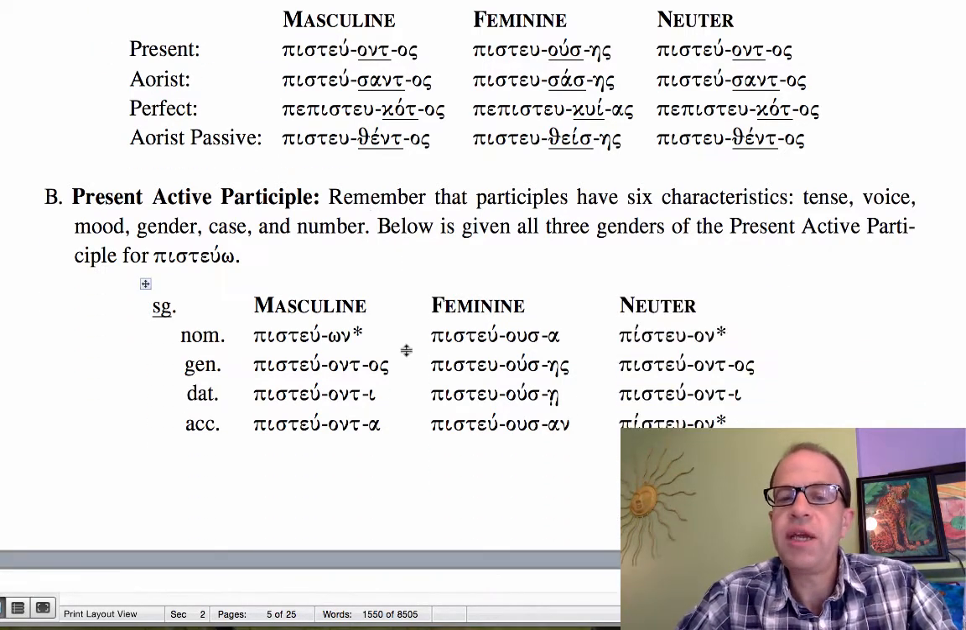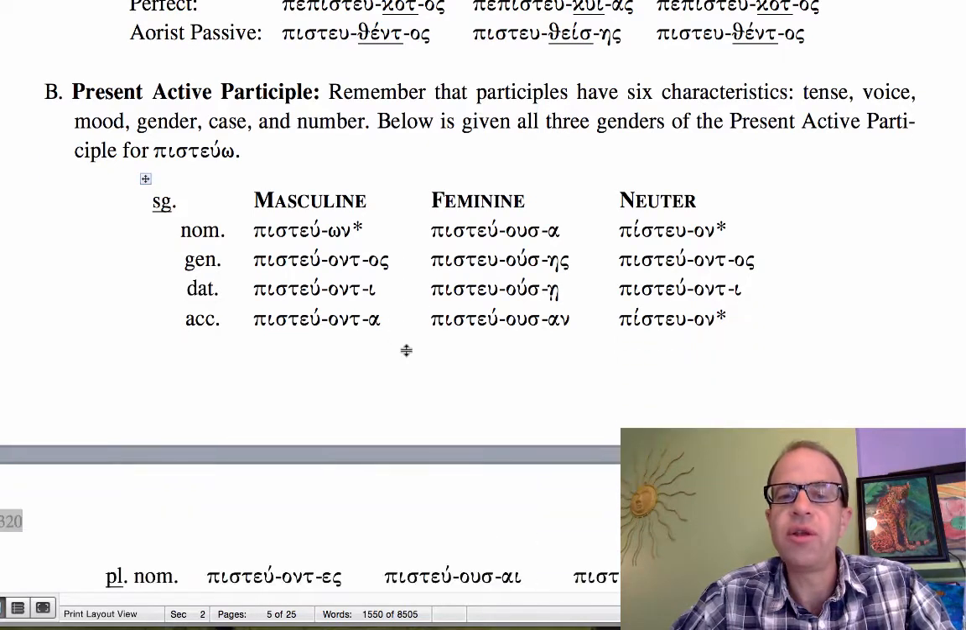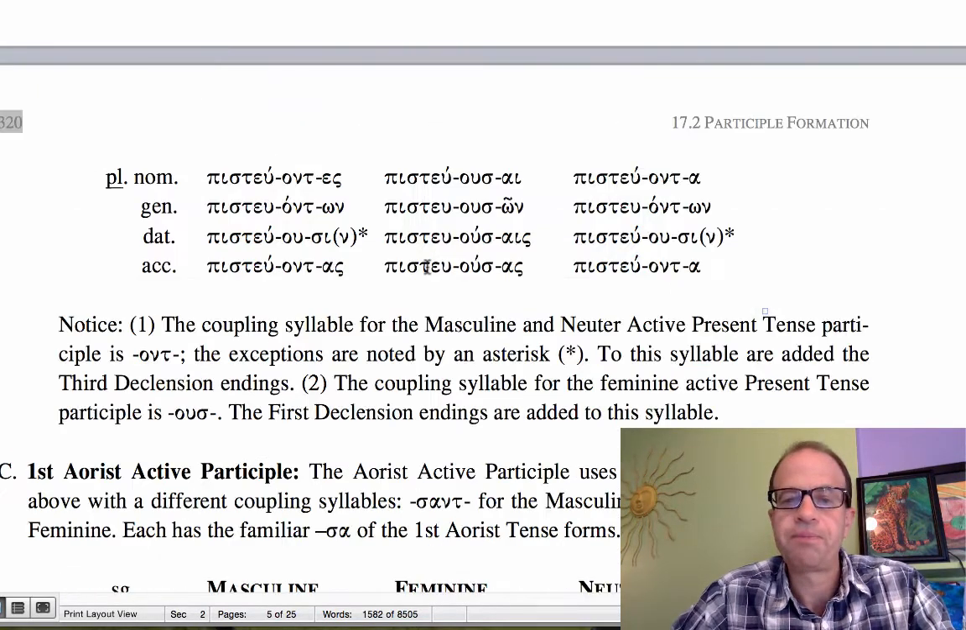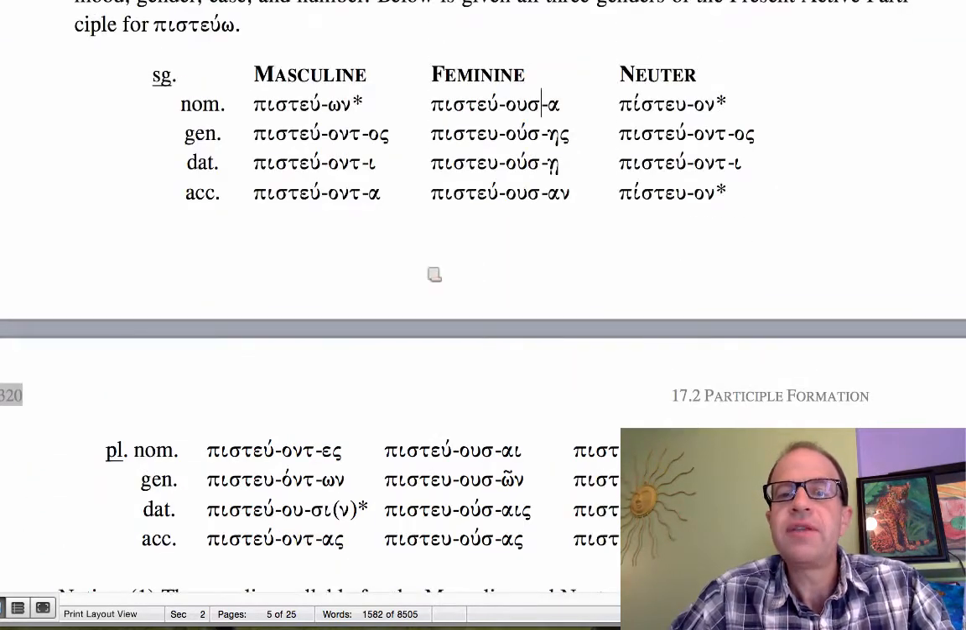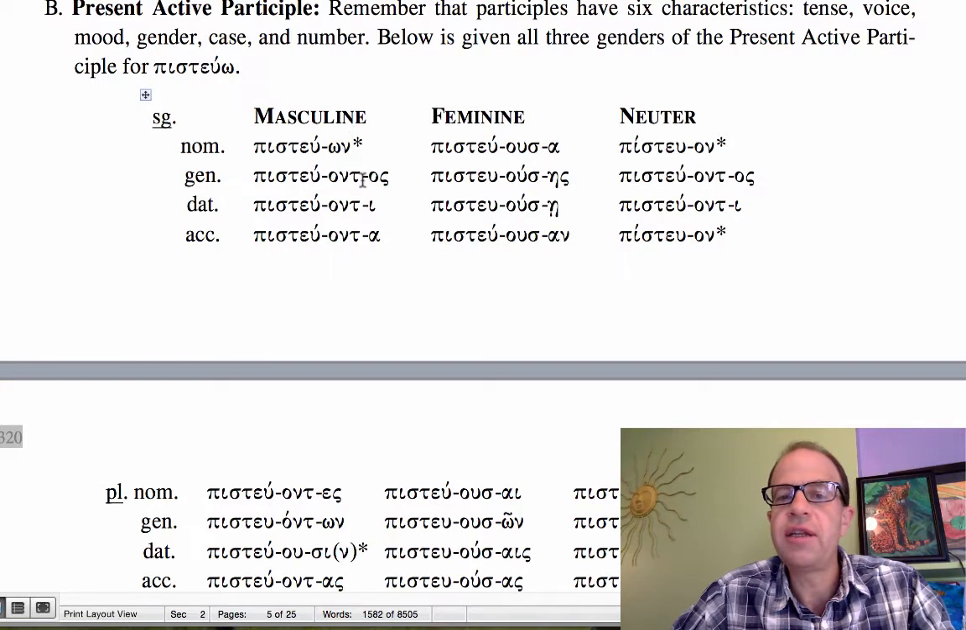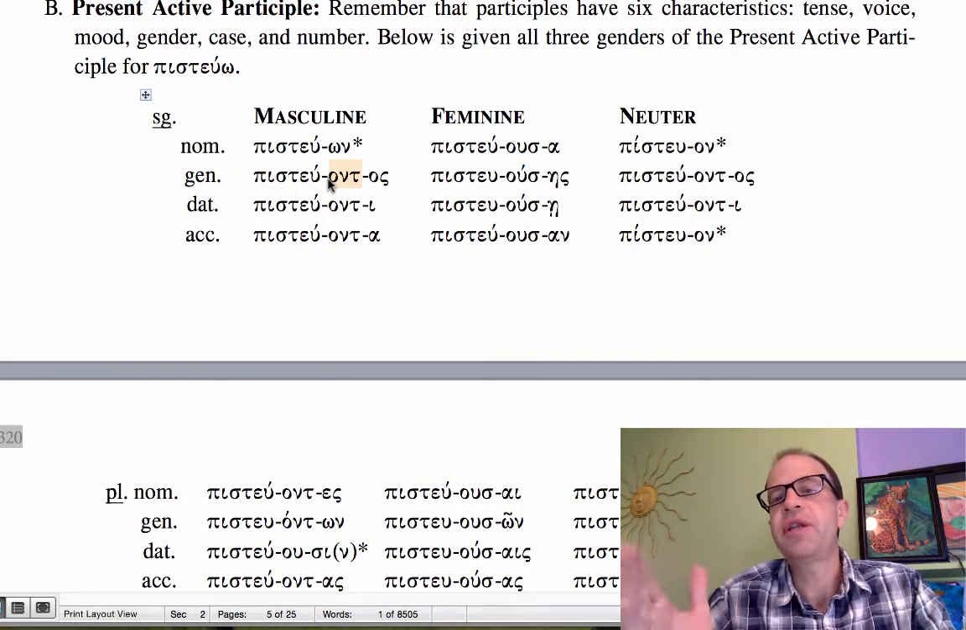Now you can see their formations by tense and the voice in the textbook in what follows. So these endings for the present active have been put onto pistevo. So pistevon, pistevontos, etc. For the feminine, you have pistevusa, pistevuses, etc. And then you can go into the plural. These are very regular patterns, so you just have to understand the coupling syllable. Understand that third declension endings are placed onto a coupling syllable for the masculine and the neuter. And then for the feminine, you have a coupling syllable as well, and you're using the first declension endings.